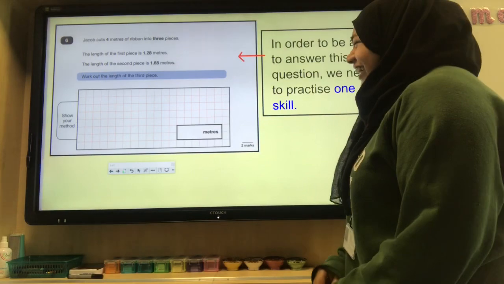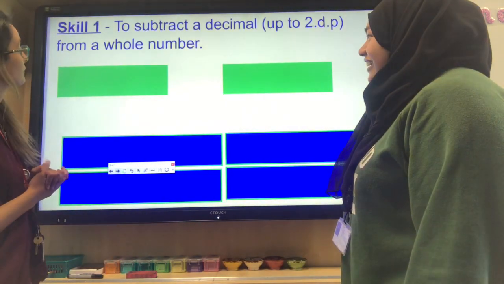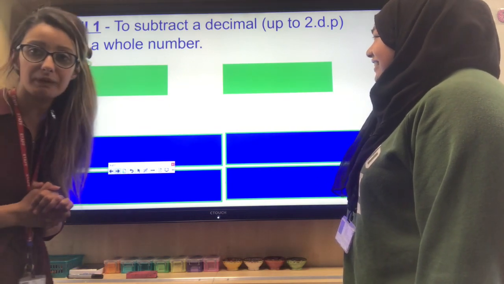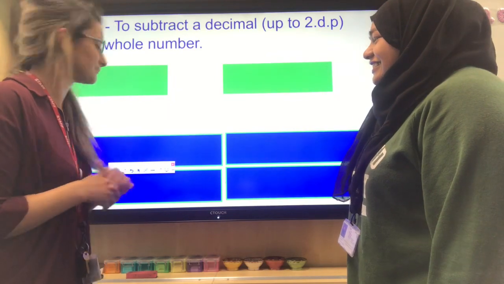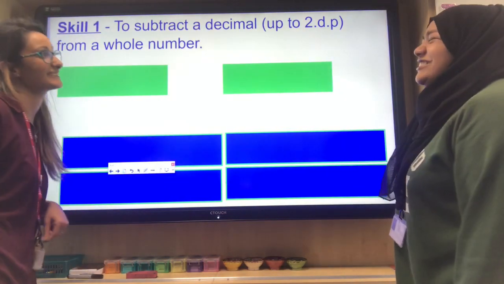Right, okay. So let's move on. This is a 2-marker question. So the first skill we need to practice is to subtract a decimal up to 2 dp. Miss Mia, what does 2 dp mean? It means up to 2 decimal places.